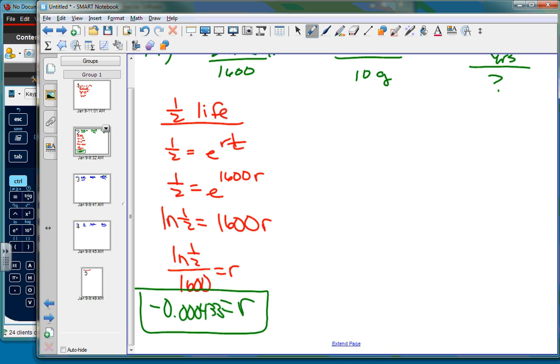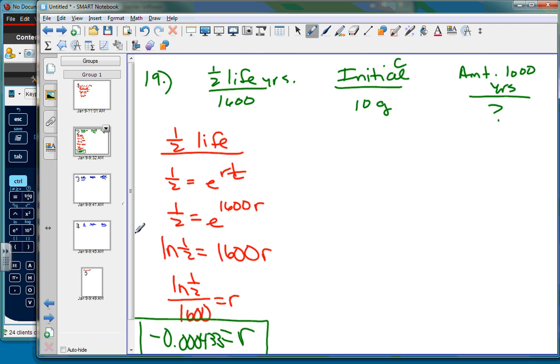Now, why do I need my rate? Because I need to know how much I'm going to have after 1,000 years. Well, let's think about that. If my initial amount is 10 grams, half of my grams is going to be 5 grams, right? And that took 1,600 years to make it be 5 grams. Approximately how much am I going to have after 1,000 years? You think 8? Well, we know it has to be less than 10, and we know it has to be more than 5. Do we understand that?